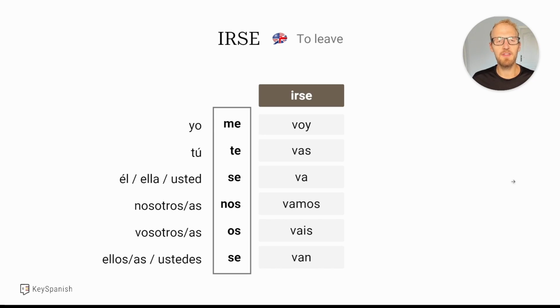And you simply add, again, the reflexive pronoun to it. So instead of yo voy, you would say yo me voy, te vas, se va, nos vamos, os vais, se van. So quite straightforward, right? Just ir to go, irse to leave.